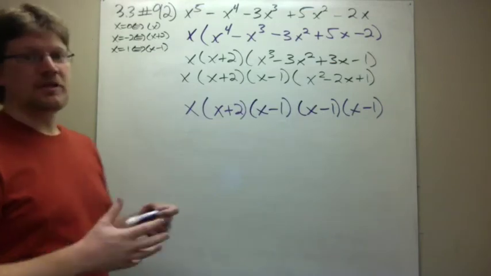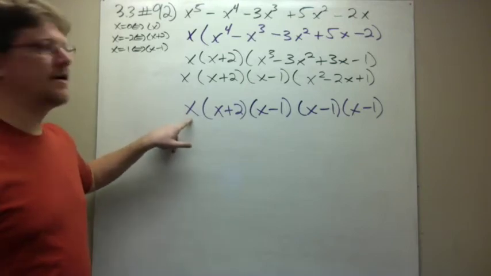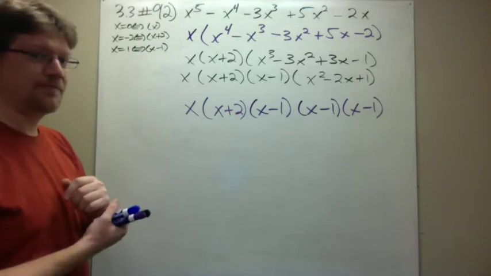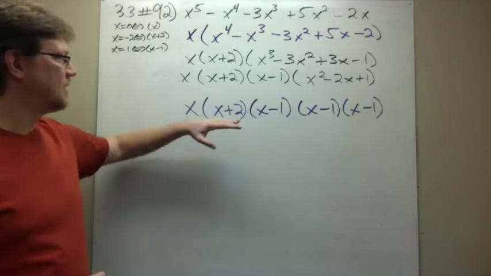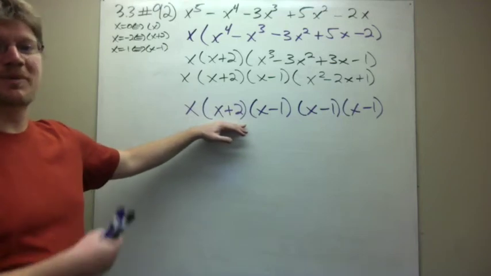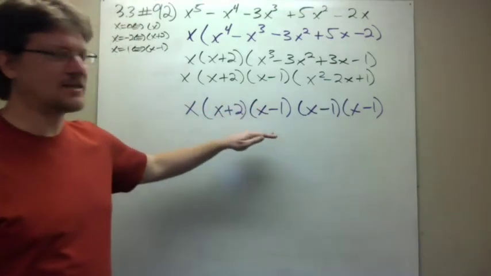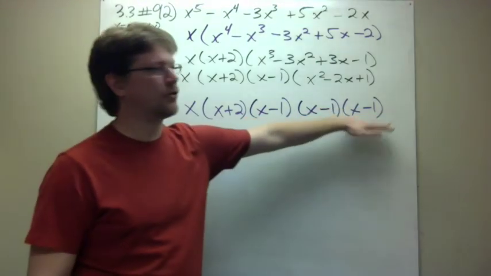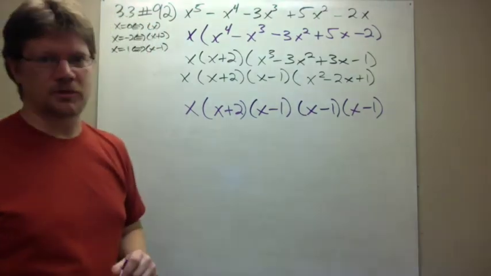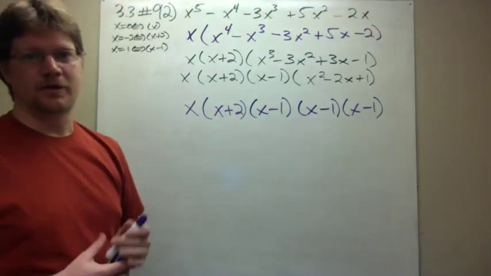So these are zeros. We have the zero at 0 has a multiplicity 1, there's only one of these guys. X plus 2, the one at negative 2, has multiplicity 1 because there's only one of these guys. At 1, it has a multiplicity of 1, 2, 3. So the zero at 1 has a multiplicity of 3 because it appears as a factor 3 times.